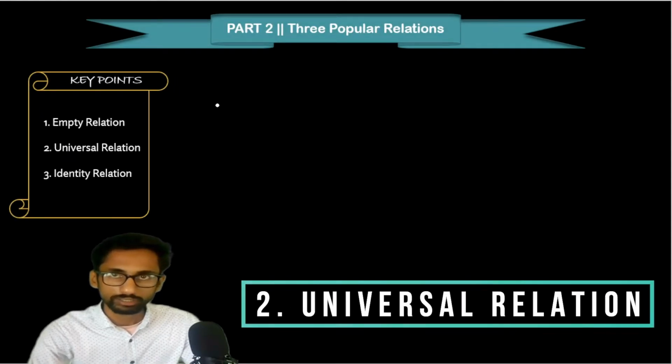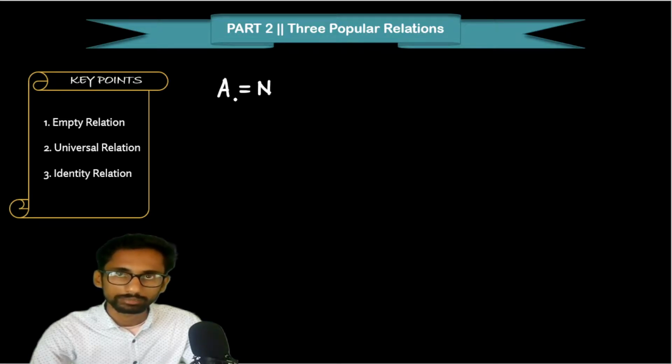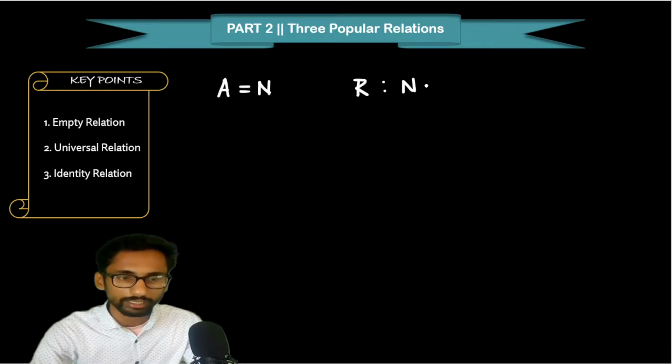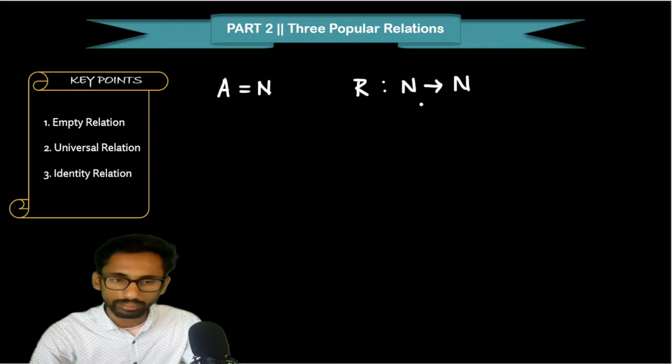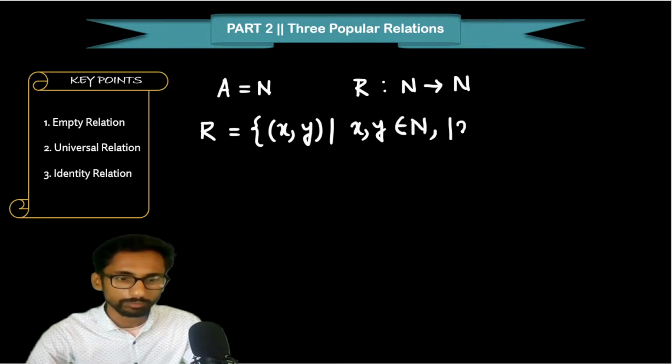Second popular relation is universal relation. Suppose A is a set that is representing the natural number set. So consider a set of natural numbers, that is n, and a relation R is defined on n to n. That means the domain of the relation is set n. At the same time, the codomain or the range of the relation is n also. The relation is given as and is defined by mod of x minus y is greater than 0.